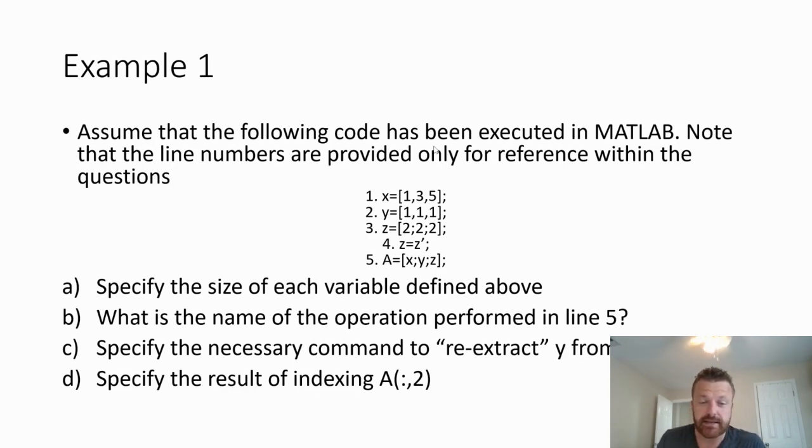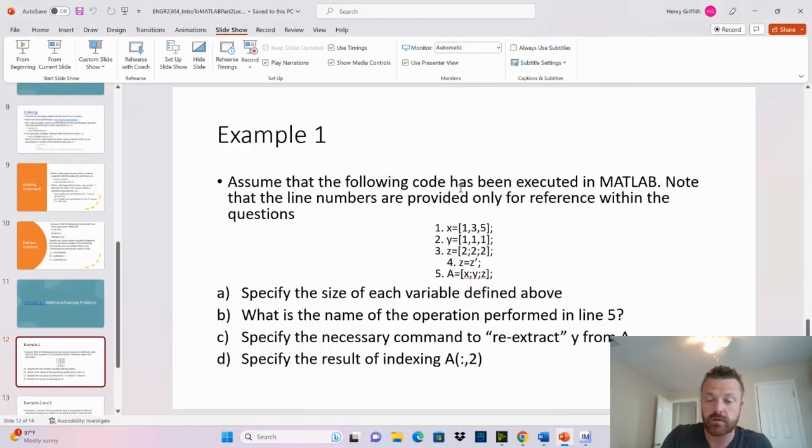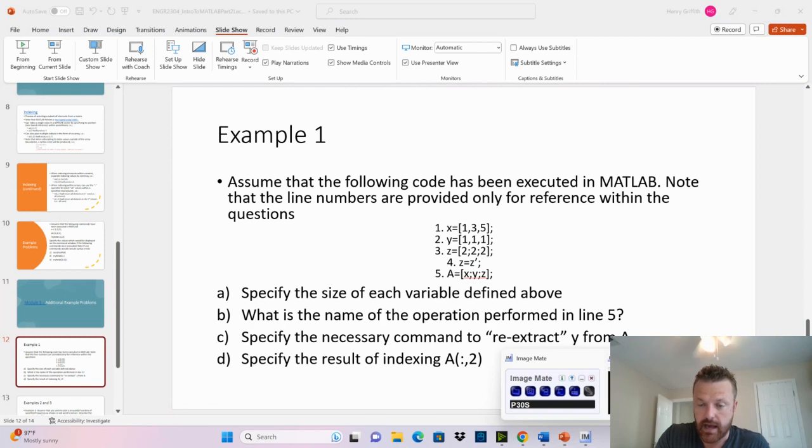So A says to specify the size of each variable defined above. B says what is the name of the operation performed in line 5. C says specify the necessary command to re-extract variable y from A, and then specify the results of indexing A(:,2). So let's go ahead, and I just wrote these up.